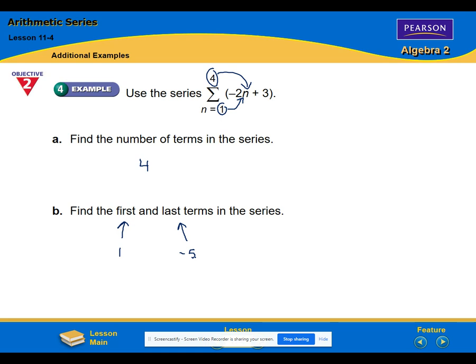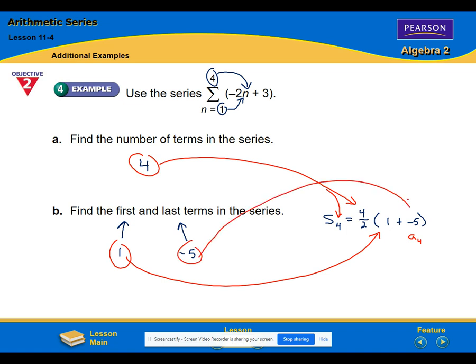So that you can plug it into the sum formula. The last question, I'll just leave it on this page. The last question says evaluate the series. So that's the sum of 4 numbers, which is equal to 4 over 2 times 1 plus negative 5. You see how all these numbers played in? This 4 is this 4, and it's also this 4. And in fact, it is the 4 that is in a sub 4. This 1 obviously went here. This negative 5 went right here. And what does that give us? 1 plus negative 5 is negative 4 times 2 would be negative 8. And that is the sum of those 4 numbers.